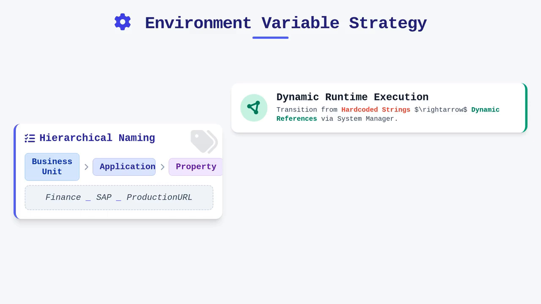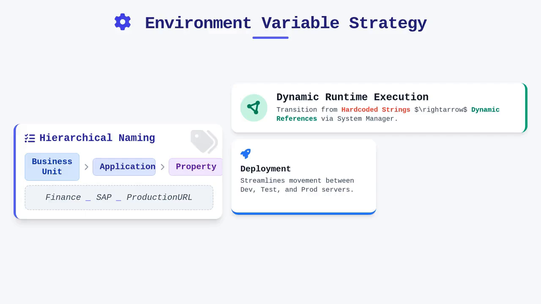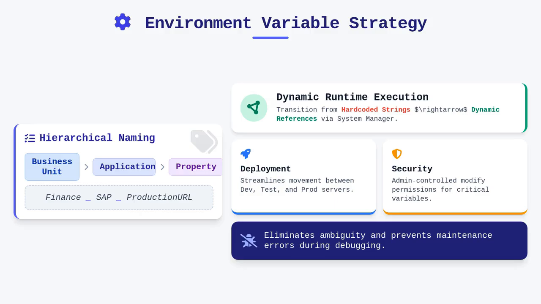Once defined in the system manager, these variables allow us to transition from hard-coded strings to dynamic references. Within the process, we simply fetch the value of the environment variable at runtime, which means our logic always receives the value appropriate for the specific server executing the workflow. This approach not only streamlines deployment, but also serves as a security layer, as it allows administrators to restrict, modify permissions.